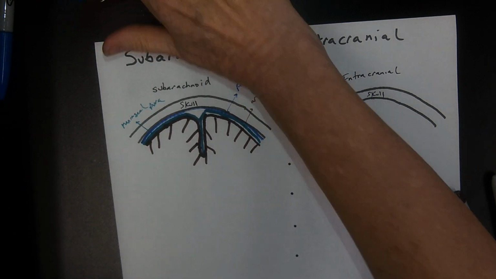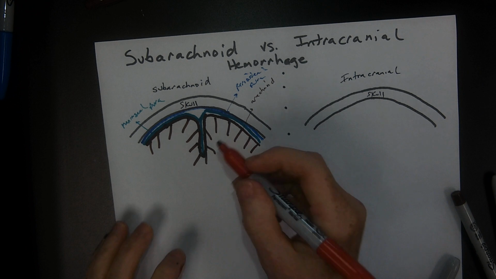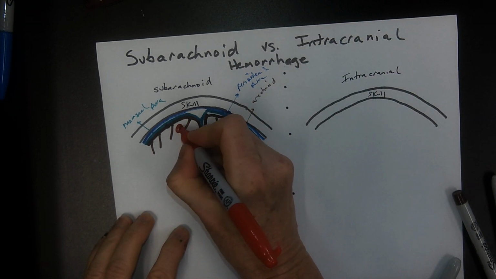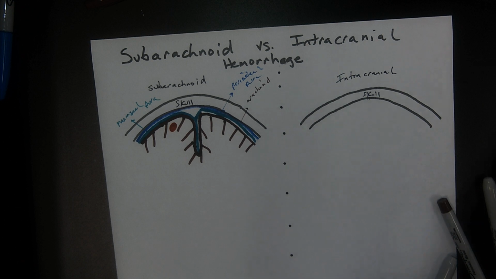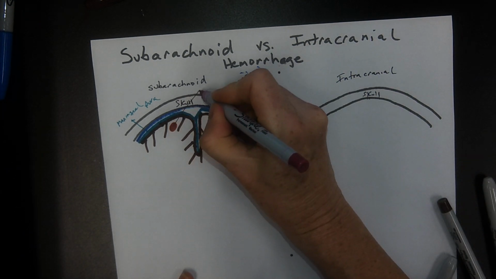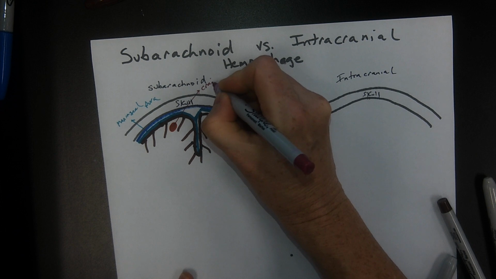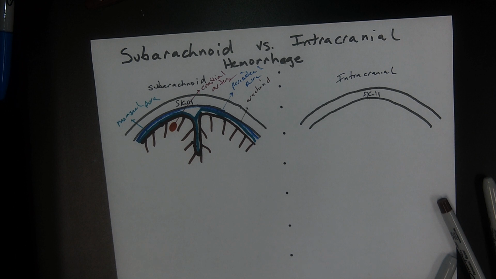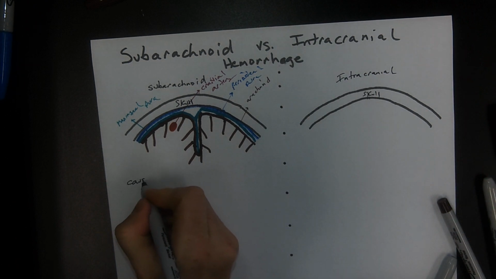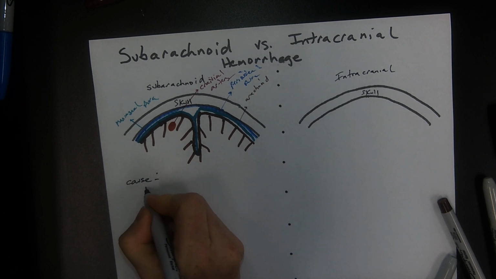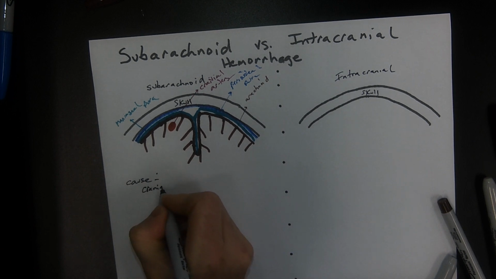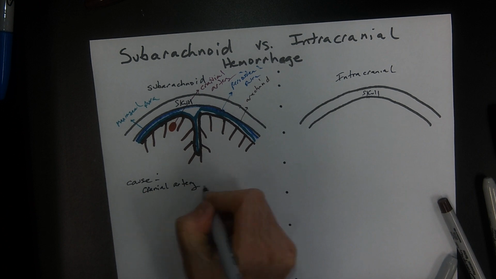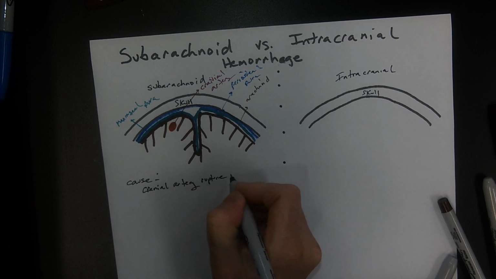Okay, but now we've talked about the fact that we have our cranial arteries in the subarachnoid space. So it's going to be a cranial artery. Okay. And so the cause, in this case, is going to be a cranial artery rupture or an aneurysm.